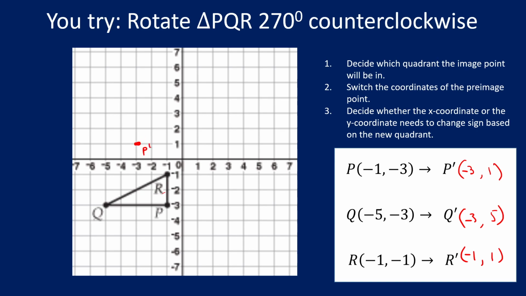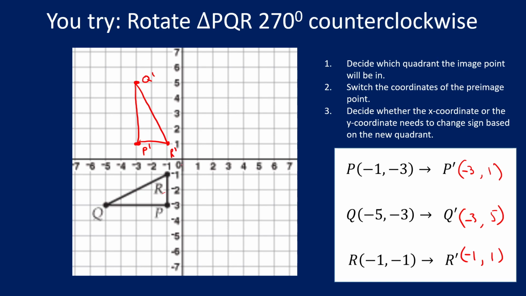So P prime goes here, Q prime goes at -3, 5, and R prime -1, 1. And first of all, again, does it look like the same shape? It does, right? It shouldn't be stretched out. None of your lines should get bigger or smaller. You're simply rotating it across the page.